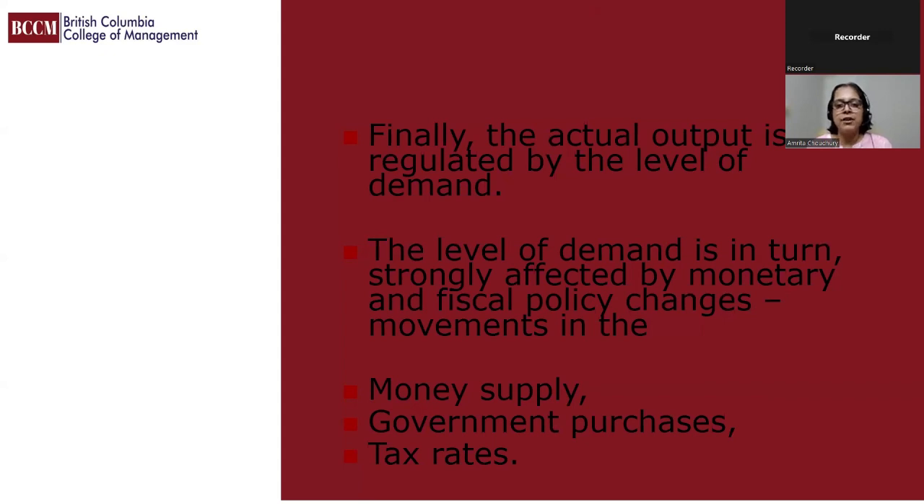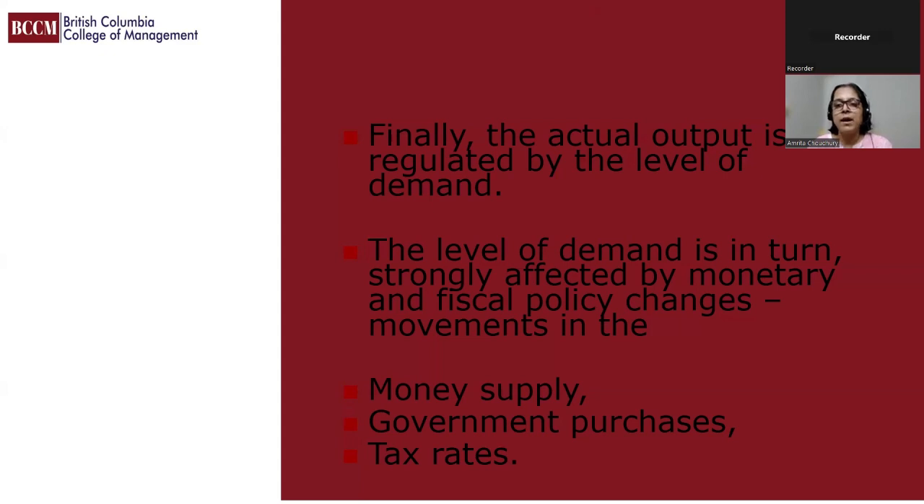Now, this level of demand is in its turn strongly affected by the several monetary and fiscal policy measures taken by the government and the central bank, such as money supply, government purchases, and the tax rate. Money supply is a monetary policy instrument. Suppose the central bank decides to increase the supply of money in the economy. That means people will now have more money in their hands. If people have more money, they will start demanding more goods and services. So accordingly, the demand for goods and services will go up.